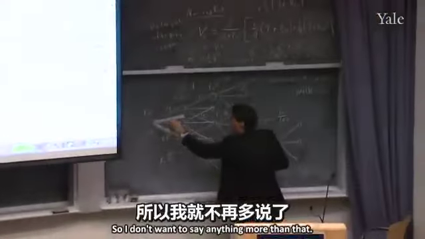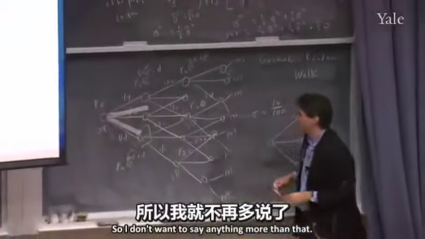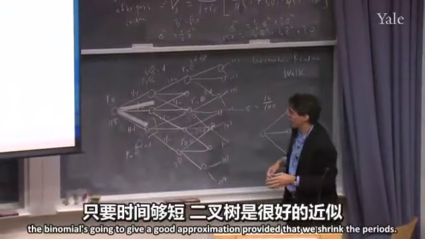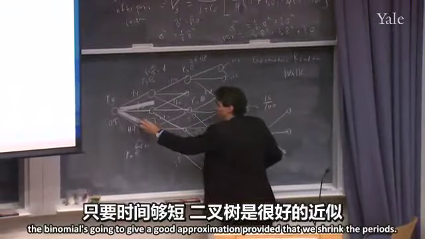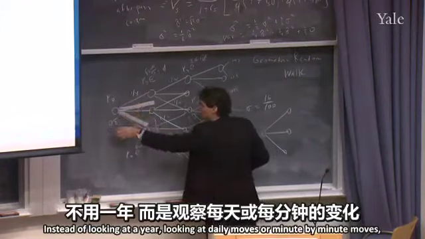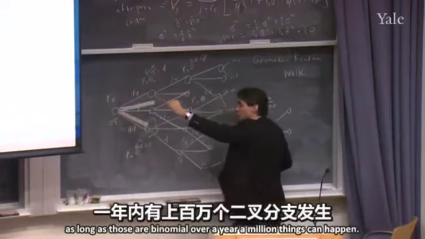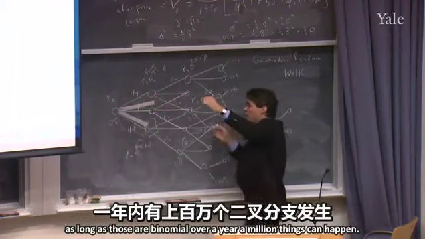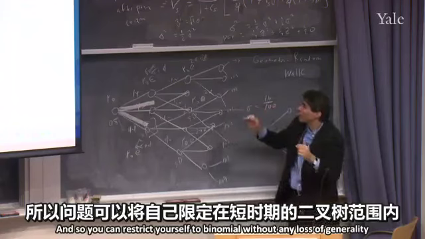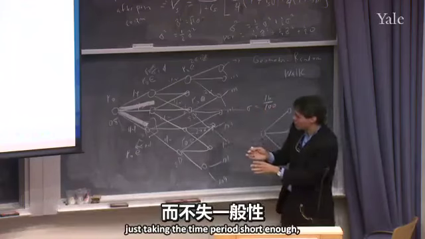I don't want to say anything more than that. No matter how many nodes you have in the tree, the binomial is going to give a good approximation, provided that we shrink the periods. Instead of looking at a year, looking at daily moves or minute-by-minute moves, as long as those are binomial, over a year, 1,000,000 things can happen. And so you can restrict yourself to binomial without any loss of generality, just taking the time period short enough.